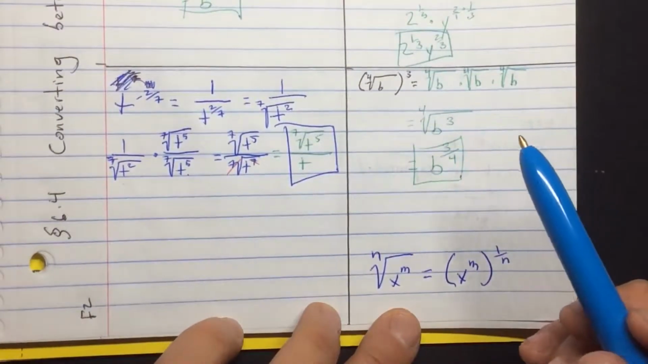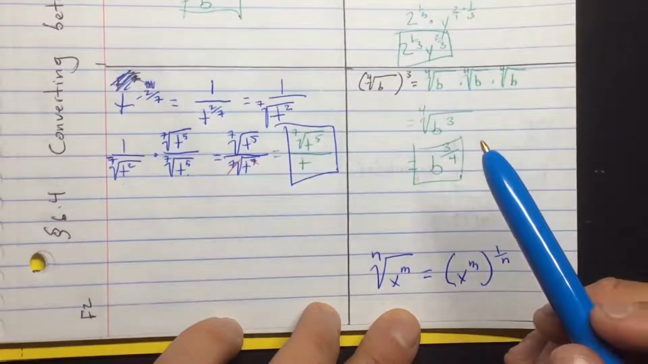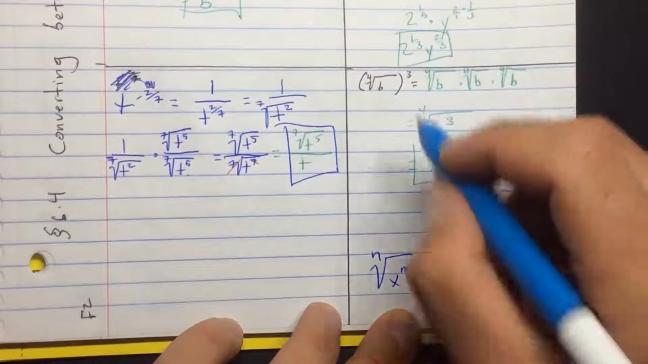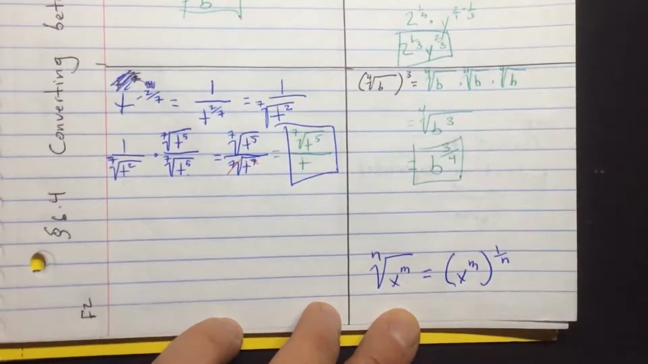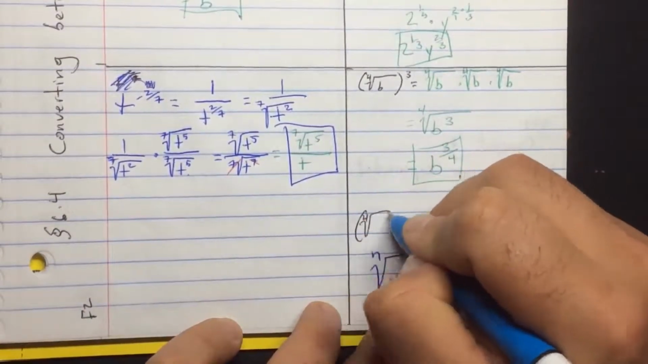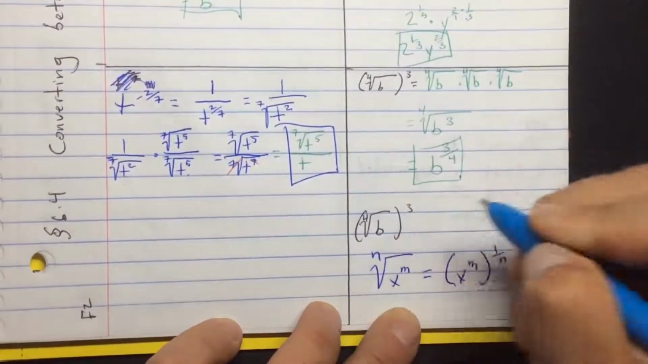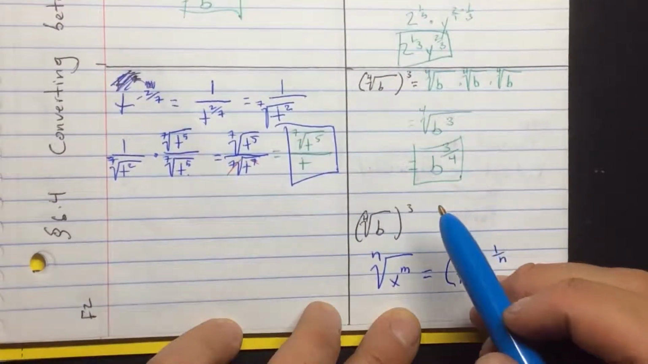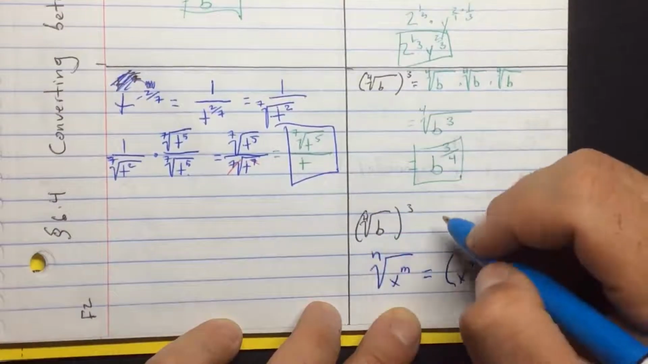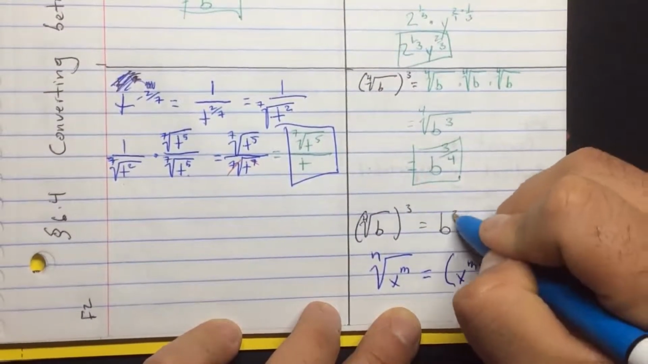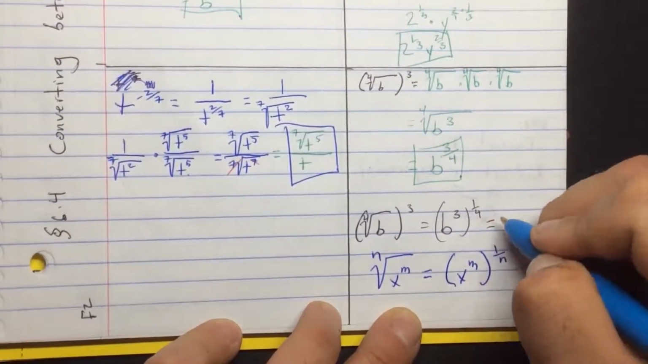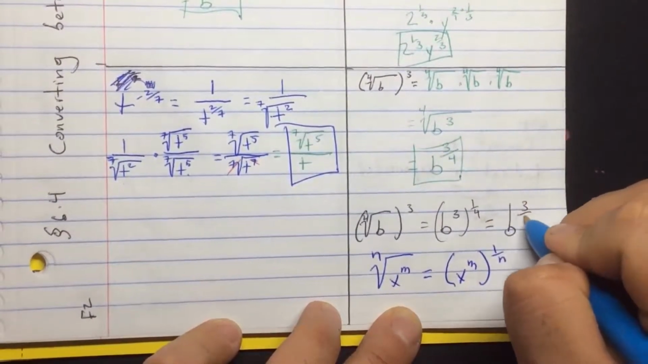So I'll just show you what I mean right here. If we rewrite this in black again, we have the 4th root of b cubed, which is going to be the same thing, because this here is actually b cubed to the 1/4, which would give us b to the 3/4.